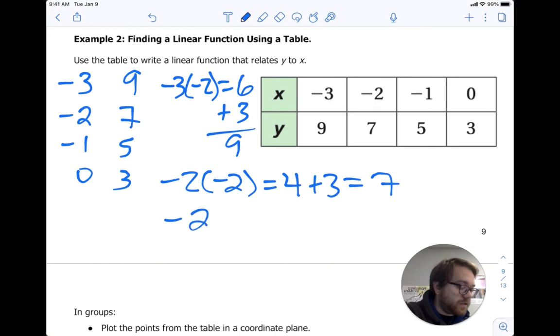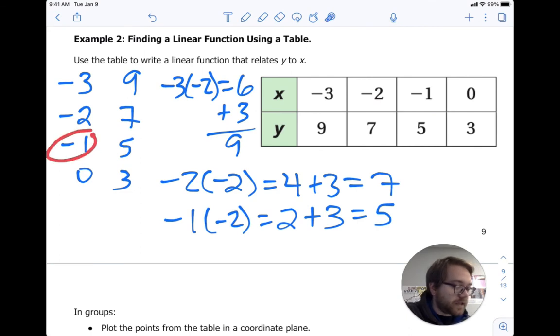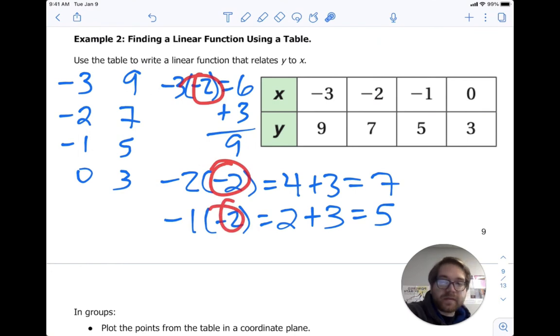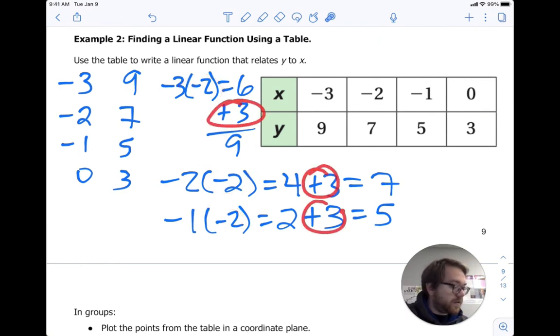I'll take -2 times, oops, that was the other way. -1 times -2 is equal to +2, and then +3 is equal to 5. So I took -1 times -2, because that's what I did for all 3 of these. I multiplied by -2, and then I added 3, because that's what I did for all of them, and I get to 5, which is what I wanted.